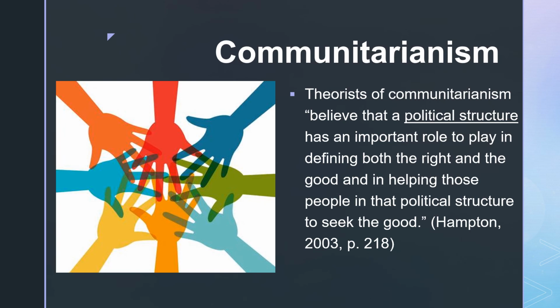Communitarianism is also a normative theory that critiques liberalism, especially with its focus on the rationality of the individual. Theorists of communitarianism believe that the good life can be achieved within a well-functioning society that government must help create. They insist on the importance of the context or the community in the development of an individual's rationality as well as his or her identity. So, theories of communitarianism believe that a political structure, or the government, for example, has an important role to play in defining both the right and the good, and in helping those people in that political structure to seek the good.